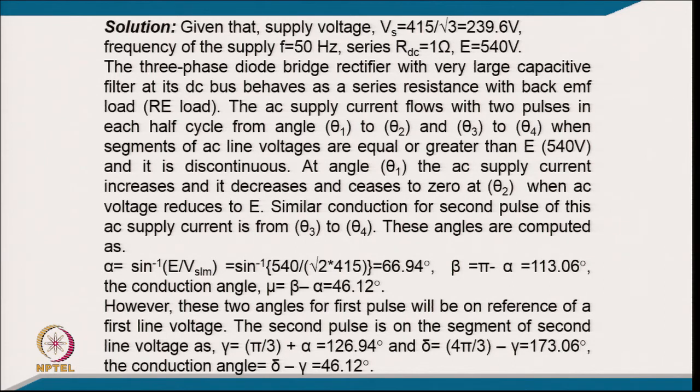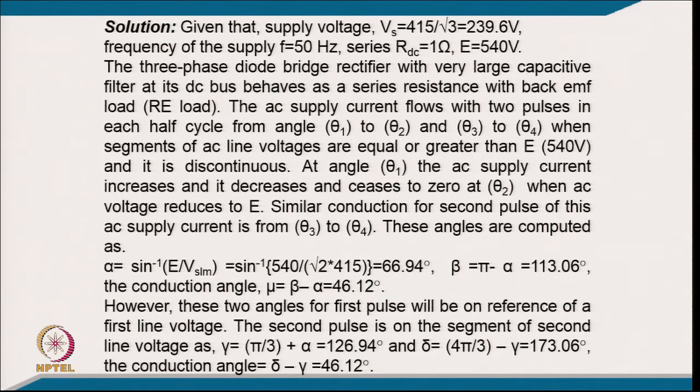So, at angle theta 1 the AC supply current increases and it decreases to 0 at theta 2 when the AC voltage reduces to E. Similarly, the conduction period for the second pulse of this supply will be from theta 3 to theta 4, and these angles are computed as follows. From this waveform, alpha equals sin inverse of E upon VSM; putting in the value from the line voltage, it comes 66.94, and beta comes 113.06, and the conduction period, beta minus alpha, is 46.12 out of 60 degree.